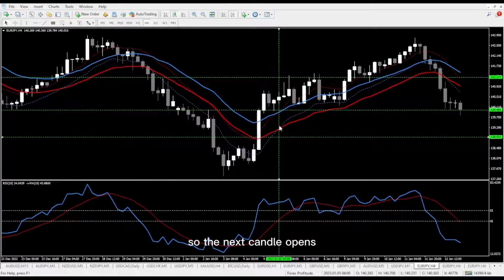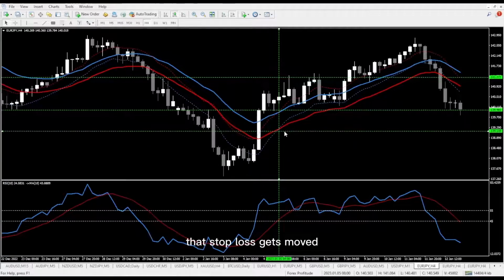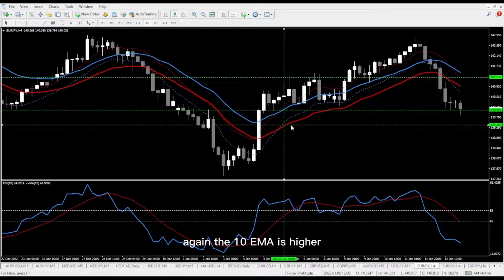So the next candle opens, we have a higher 10 EMA. That stop loss gets moved to accommodate that new location of the 10 EMA. The next candle opens, again, the 10 EMA is higher. So we're taking our stop loss and moving it here to just underneath the new location.